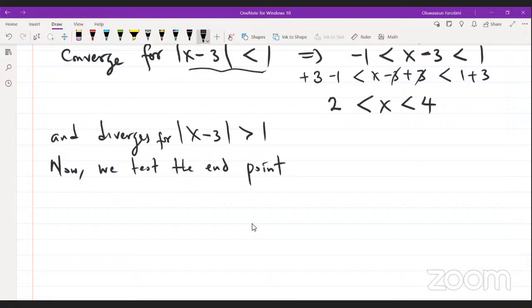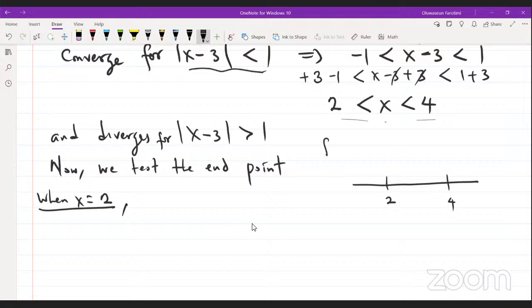What is the endpoint? Now let me draw a line, and let me make it better. This is 2, this is 4. So the first thing is that we have to check here. This is 2, this is 4. When x is 2, what happens? Keep in mind that your f of x is this.